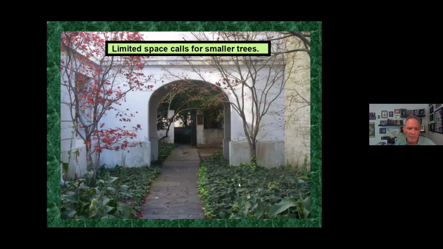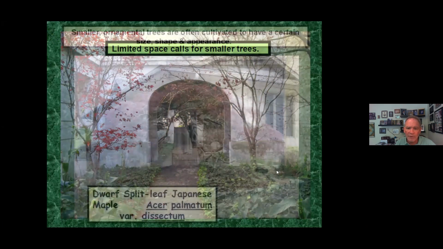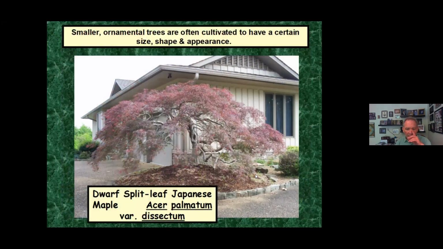Design element, smart move. Once again, I'm not a fan of the English ivy, but at least they're keeping it. At least they're maintaining it. Don't let it climb up the trees. You saw that Japanese maple?